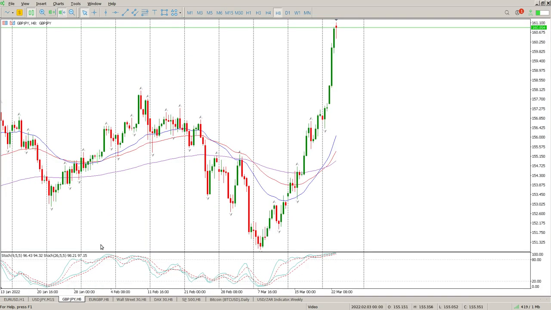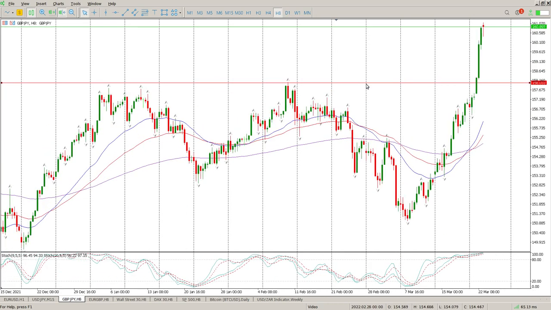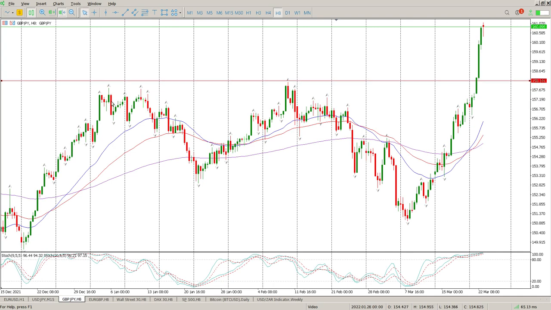Moving on to British pound Japanese yen, another one which has been straight up. Last week was a bit messy. This week has been one-way traffic, and we haven't had any of the pullbacks I'm looking for. And this is a massive break of this consolidation phase that we had here. I definitely do want to see a pullback before trying to chase this thing long.